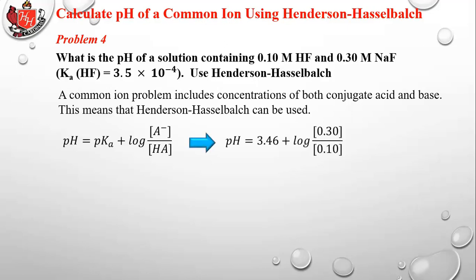So if we do that, the negative log of 3.5 times 10 to the minus fourth, I didn't show the calculation here, but do it on your calculator. Be sure you confirm this. Gives you 3.46. That's the pKa.